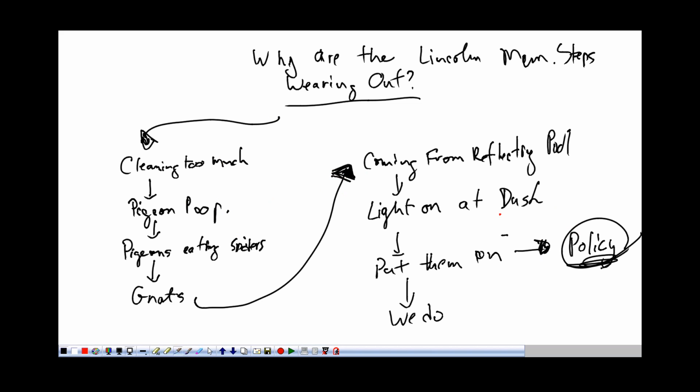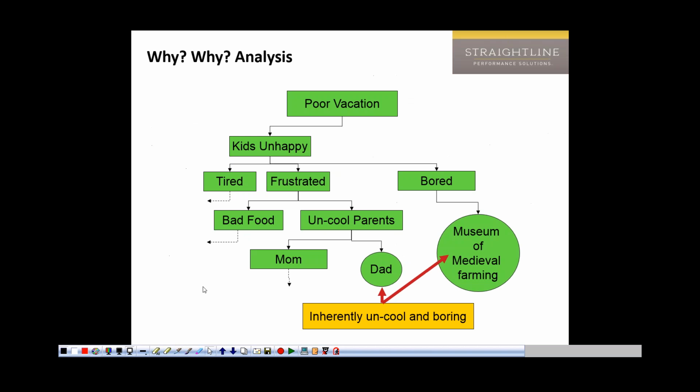But think about the power of that, right? You ask why enough till you get to a root cause that you can do something about that makes sense. What if we had stopped right here? We might be shooting pigeons on the Washington Mall. Probably not a good idea to do that. Anyway, that's why analysis. Now, the good news is if you drill down in some of those areas, if you pick two or three, you often find that they have the same root cause.